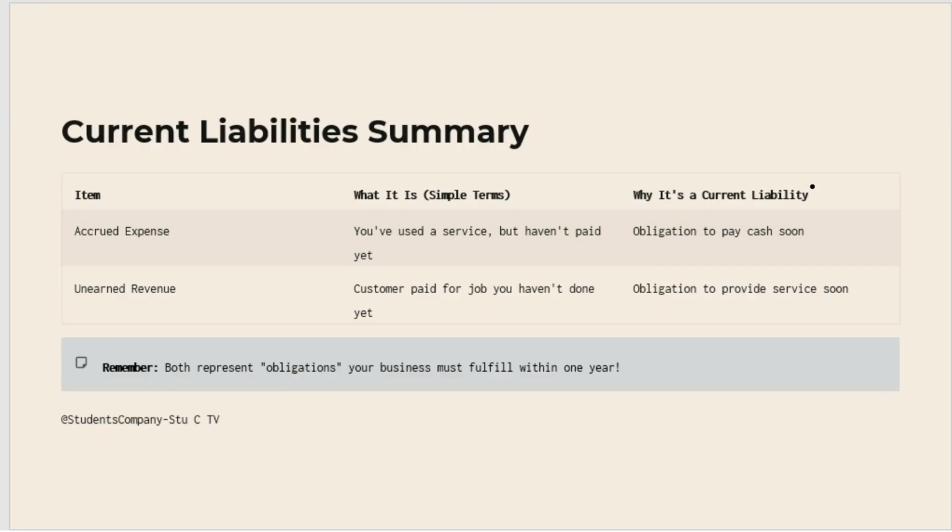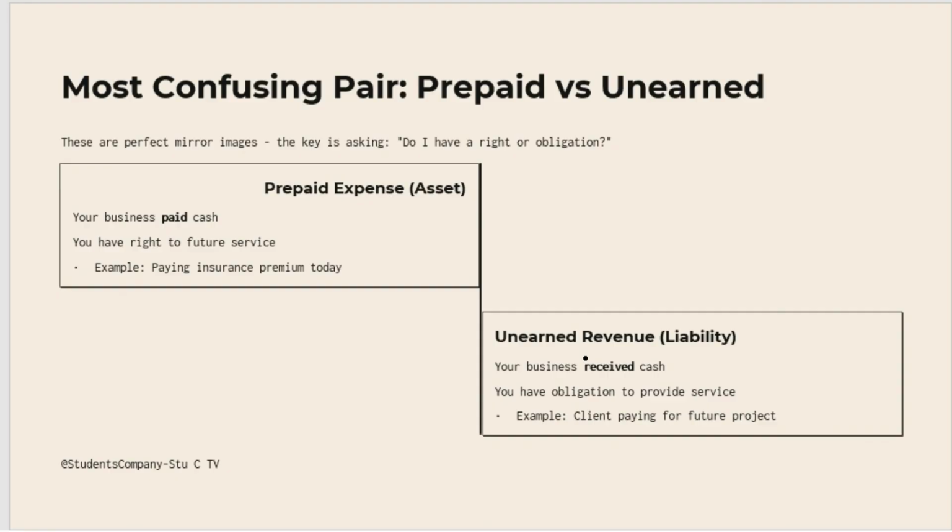So I think now you are clear about classification. This is the summary. Accrued expense means obligation to pay cash, for example, that electricity bill you have to pay soon. Unearned revenue, you have got advance money. You have not done the job yet, so it is an obligation to provide service. The obligation must be fulfilled within 1 year. It is a current liability. Again, another confusing pair of terms, prepaid expense, unearned revenue.